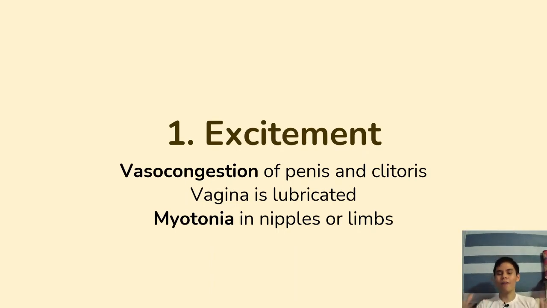So in the excitement phase, the signs of it are the vasocongestion of the penis and the clitoris, and the myotonia in the nipples or limbs. What this means is that vasocongestion is that it's engorged with blood. The penis and the clitoris get stiff. The vagina becomes lubricated because it secretes mucus and other fluids in the vaginal canal in order to make it as comfortable as possible.